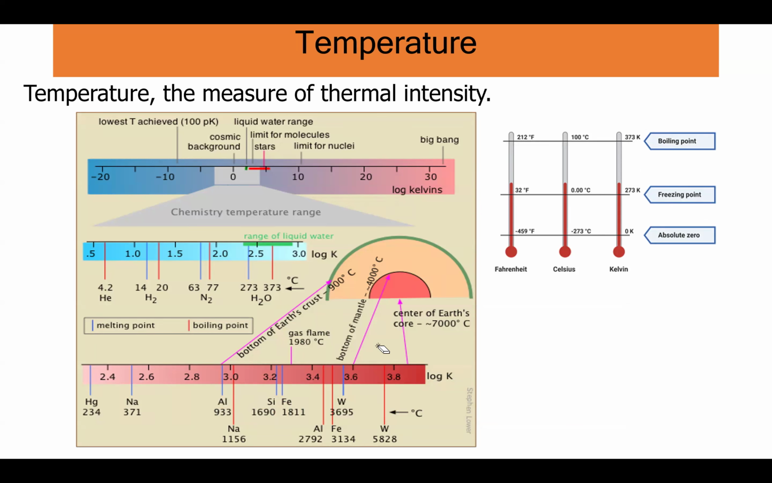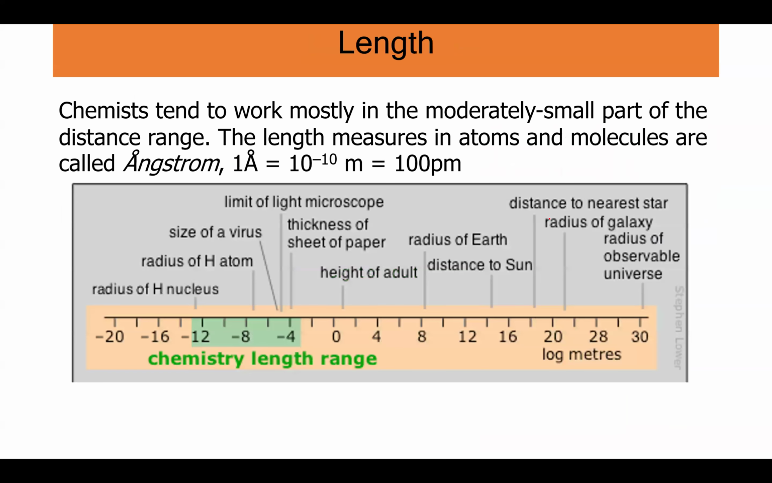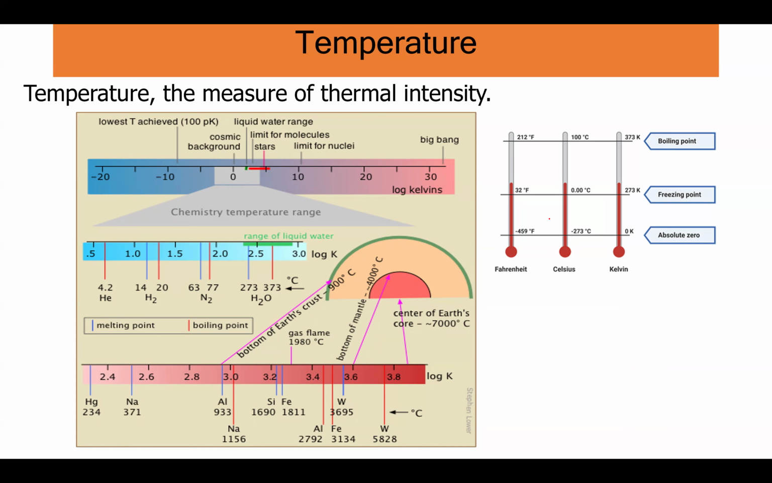Temperature also. When you measure temperature, we measure in Celsius or Fahrenheit. In this class we will be using the units of Celsius and Kelvin. If you ask at what temperature water boils, it's 100 degrees Celsius, which is equivalent to 373 Kelvin.